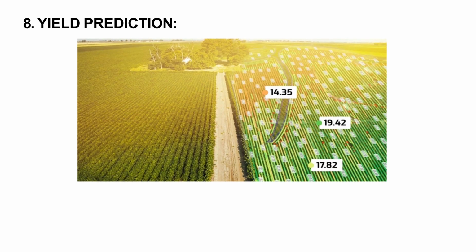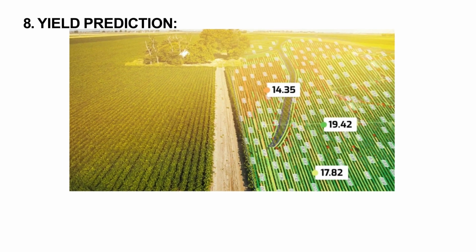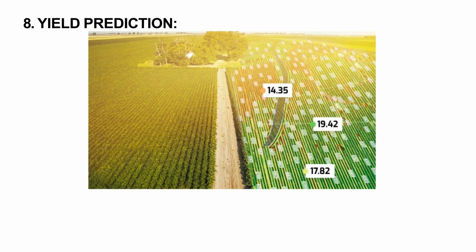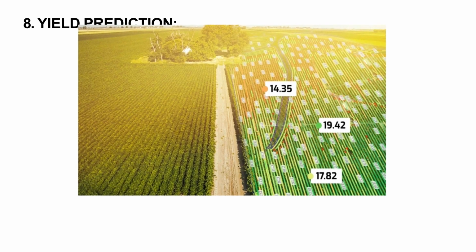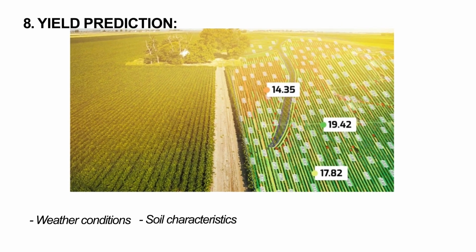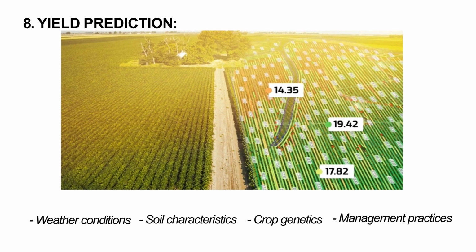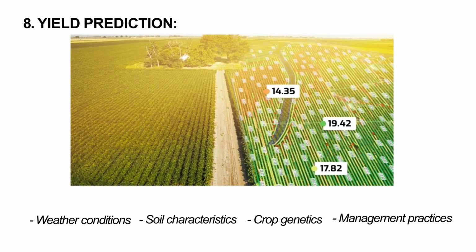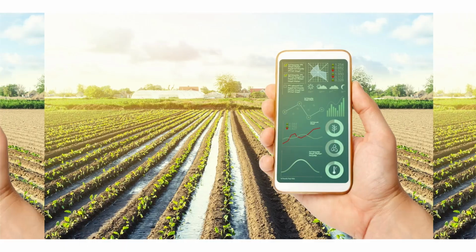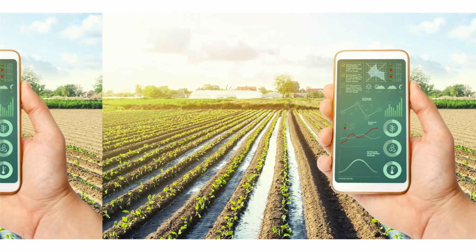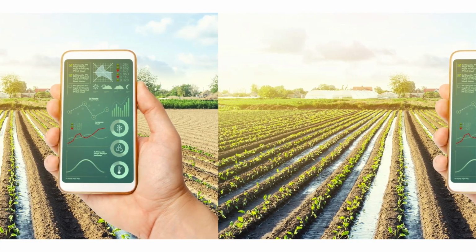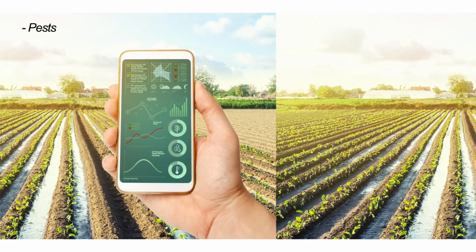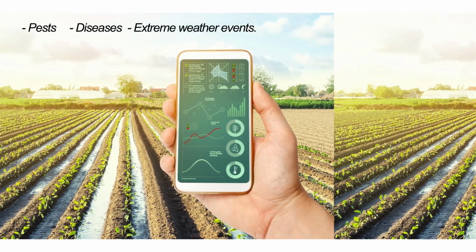Eighth, yield prediction. Crop yield prediction is the process of estimating the potential or expected yield of a specific crop for a given area and growing season. It involves analyzing various factors such as weather conditions, soil characteristics, crop genetics, and management practices to make informed predictions about the likely harvest. It is important to note that crop yield predictions are subject to uncertainty due to the complexity of agricultural systems and the influence of unpredictable factors like pests, diseases, and extreme weather events.